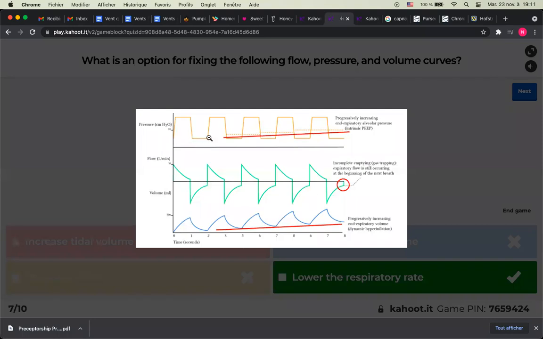Yeah, so this is the example of the curves for someone with auto PEEP, or the stacked breath, or the dynamic hyperinflation. And here the answer would be to lower the respiratory rate because the problem here is that the patient doesn't have enough time to finish expiration. So by lowering the rate, you would be giving them more time to finish that before the next breath started.